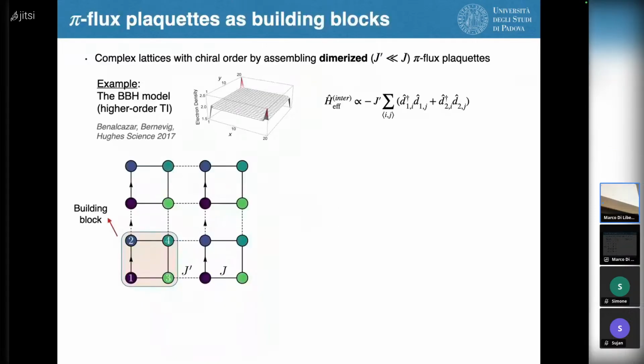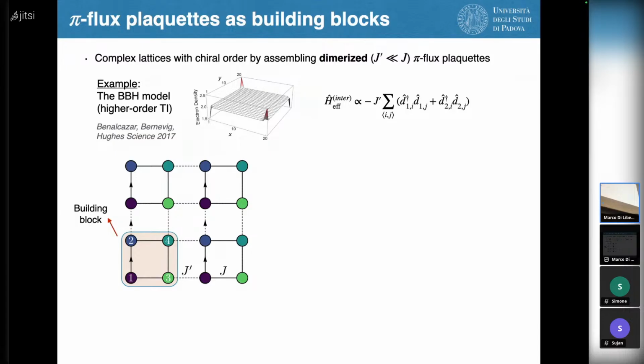Now we want to look not at a single plaquette, but at many plaquettes. This is a model you may have seen. It's a higher order topological insulator, the one that has the corner modes as topological edge states. And how is it done? This model has a pi flux plaquette coupled to all the neighbor pi flux plaquettes by a J prime that is weak.